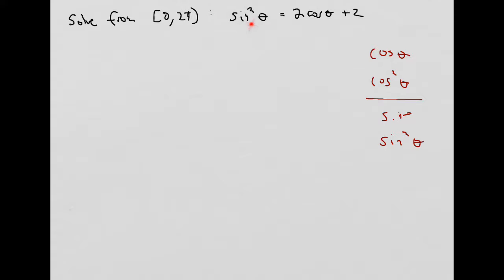And we know that there is an identity for sine squared, right? That can help us to convert that into cosine squared. Right? So we know that sine squared theta plus cosine squared theta is equal to 1. So we can use this identity that sine squared is equal to 1 minus cosine squared. Okay? So once we replace that, right, we get 1 minus cosine squared of theta is equal to 2 cosine of theta plus 2. And this is good, right?